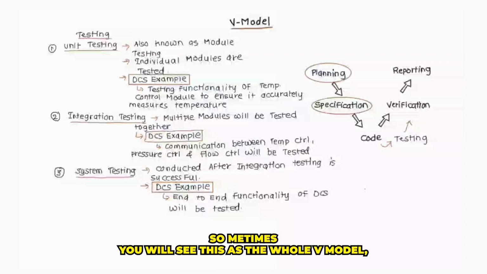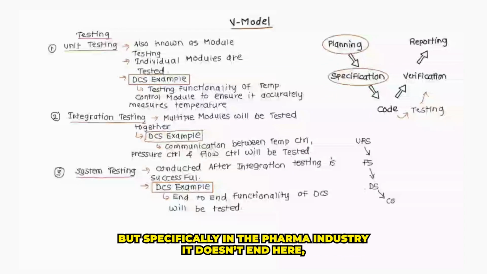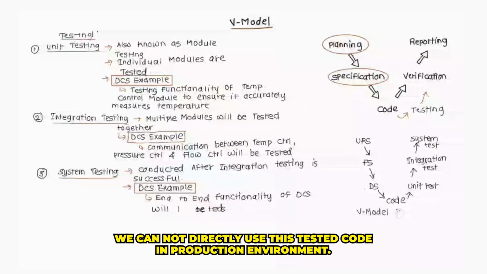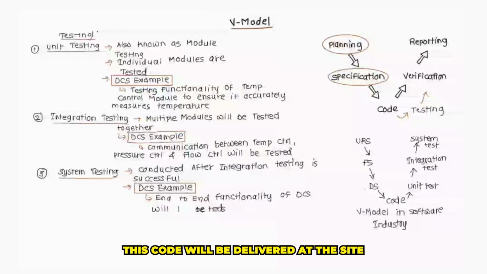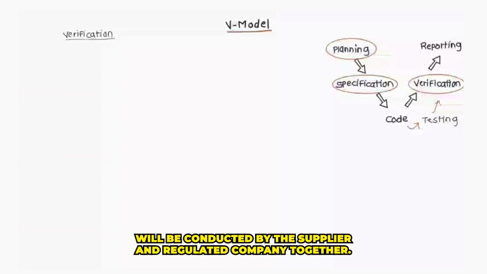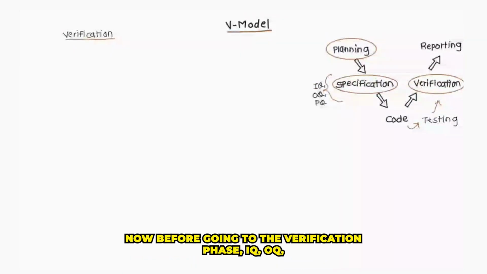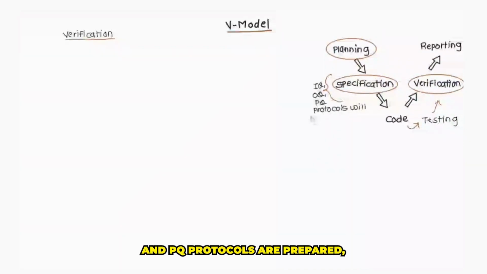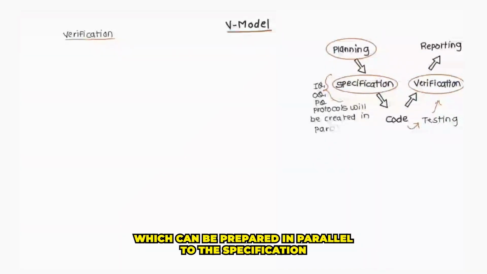Sometimes you will see this as the whole V-model, but specifically in the pharma industry, it doesn't end here. We cannot directly use this tested code in the production environment. This code will be delivered at site to the regulated company by the supplier and then starts the verification phase. All verification activities will be conducted by the supplier and regulated company together. Now before going to the verification phase, IQ, OQ and PQ protocols are prepared, which can be prepared in parallel to the specification phase.